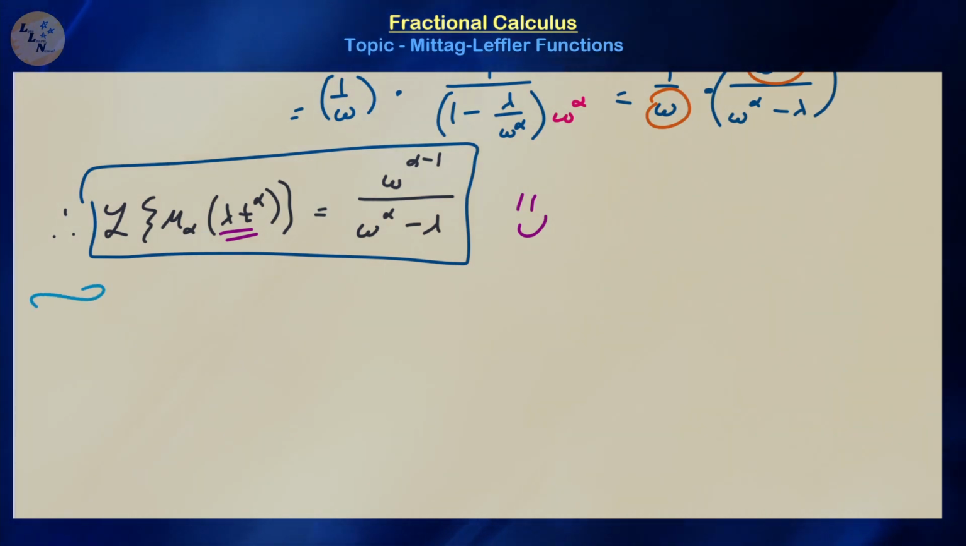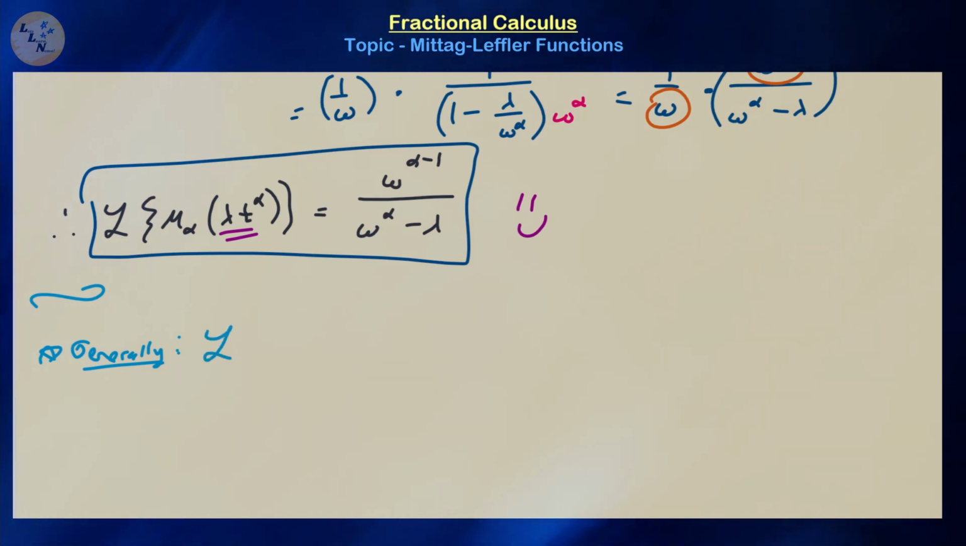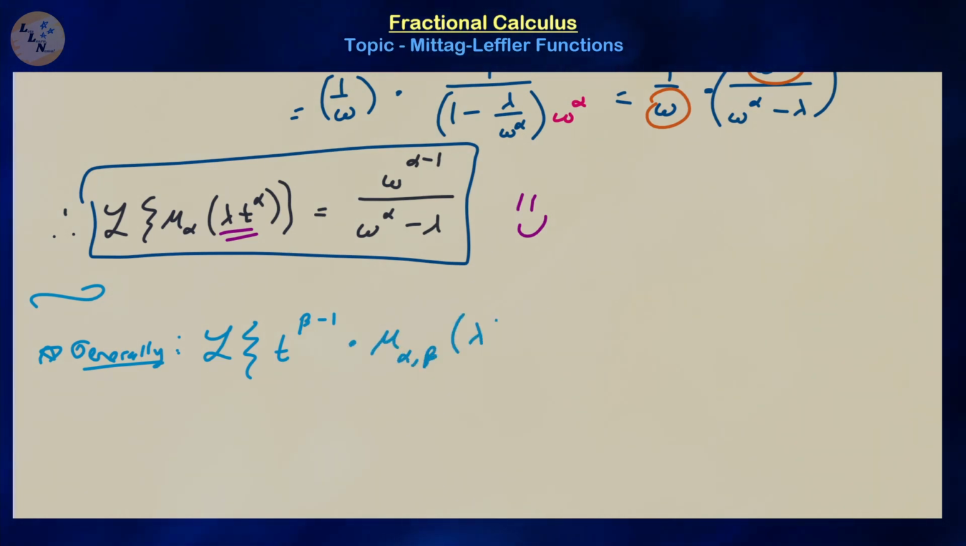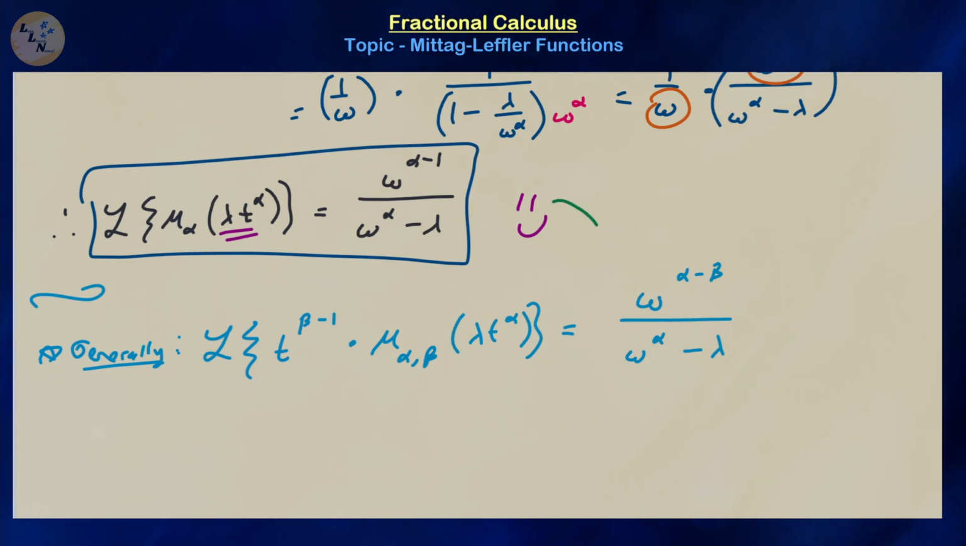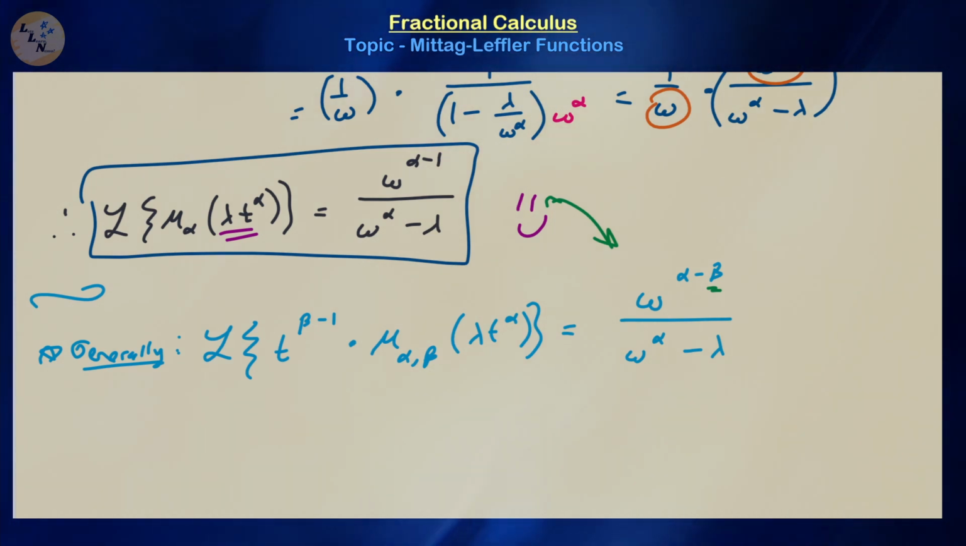Of course you can, and it's actually not hard. This can be generalized to the following expression involving the two-parameter Mittag-Leffler function. The Laplace transform of t to the beta minus 1 times Mittag-Leffler alpha beta of lambda t to the alpha is actually just going to be equal to omega to the alpha minus beta all over omega to the alpha minus lambda. Right? And notice the relationship between this and this. If you replace beta with 1, then 1 minus 1 is going to be 0. T to the 0 is going to be equal to 1, provided t is greater than 0. And of course, that just gives us the old version that we started with.